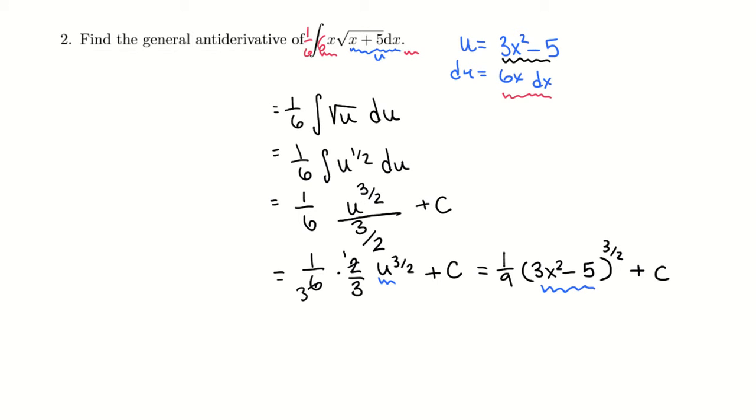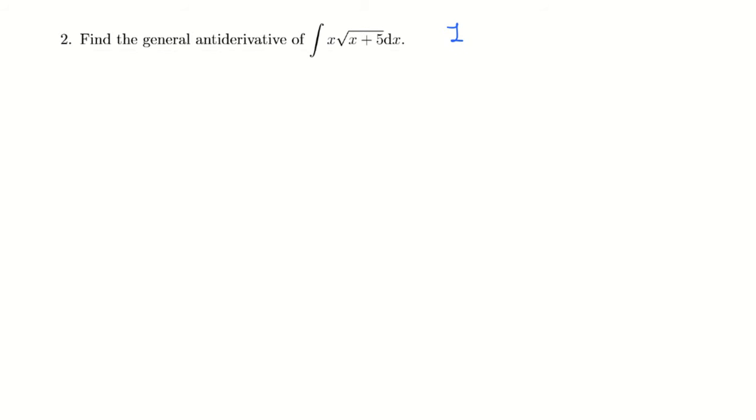For this next problem, we're also going to do u substitution. Find the general antiderivative of the integral of x times square root of x plus 5 dx. And we're going to let u equal x plus 5. That's going to make du equal to dx.